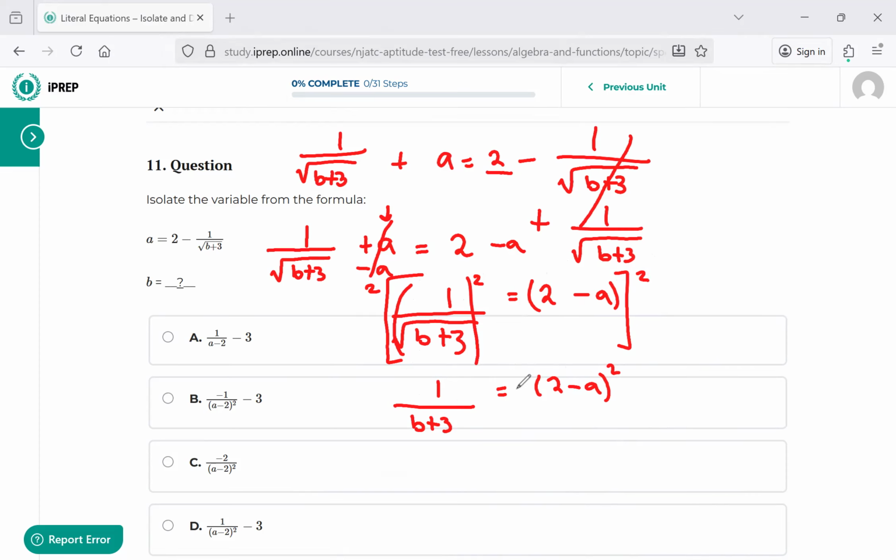Okay, almost there. So your goal is to solve for b. So now you can cross multiply. This has a denominator 1, so 1 times 1 is 1. And then on the right, it's parentheses b plus 3 times 2 minus a squared. So your goal is to solve for b. Do not FOIL this out. Do not FOIL it out. Instead, get rid of this parentheses 2 minus a squared by dividing both sides by 2 minus a squared.